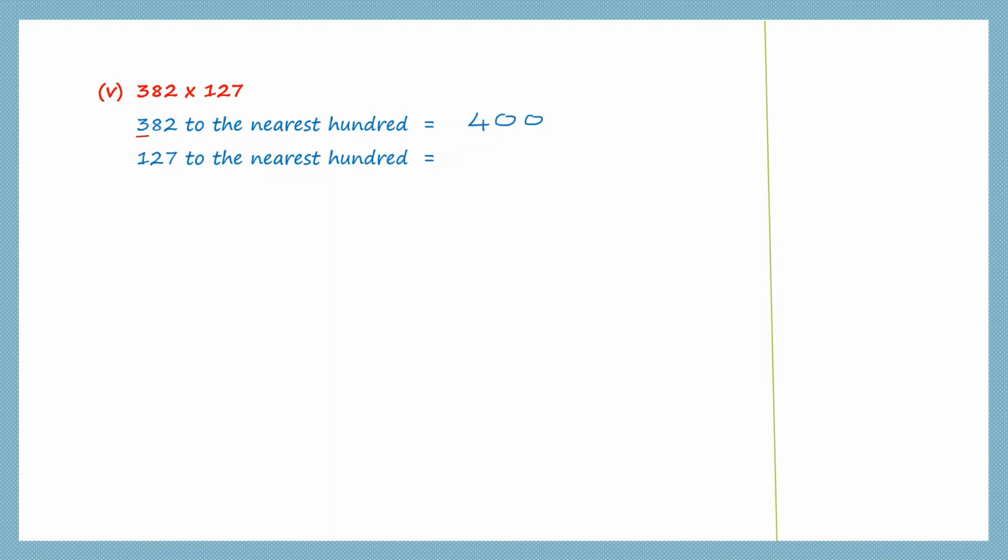127 to the nearest hundred. Digit in the hundreds place is 1. The digit to its right is less than 5. So 1 will remain the same followed by 2 zeros. So 127 to the nearest hundred is 100.